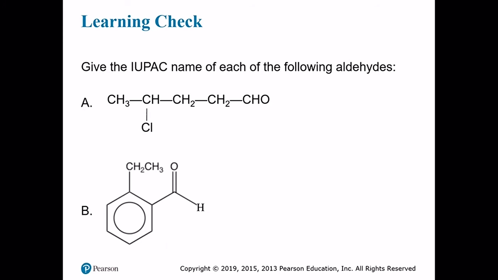Here are a couple more examples. In this first one, we have that CHO functional group again, which makes this an aldehyde, but now we also have a chloro substituent. So the aldehyde carbon is number 1, this would be 2, this would be 3, this would be 4, and this would be 5, which makes this pentanal, but the chloro group is on the 4th carbon, so we can call it 4-chloropentanal.